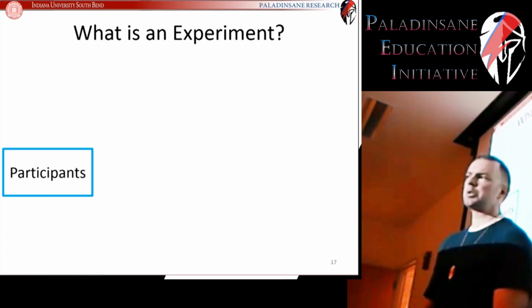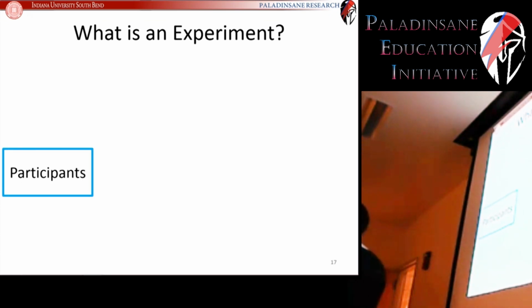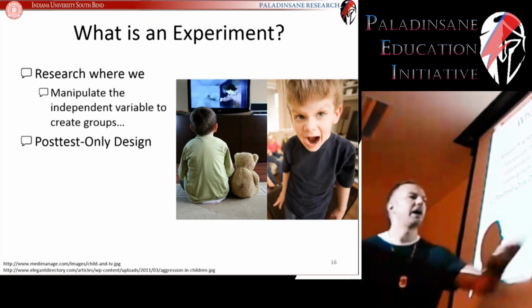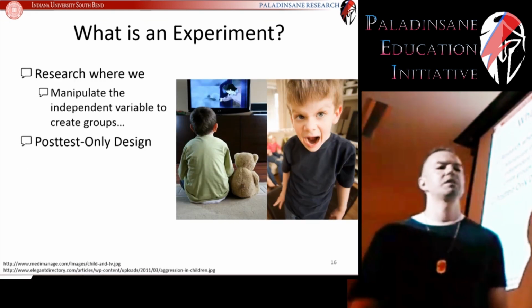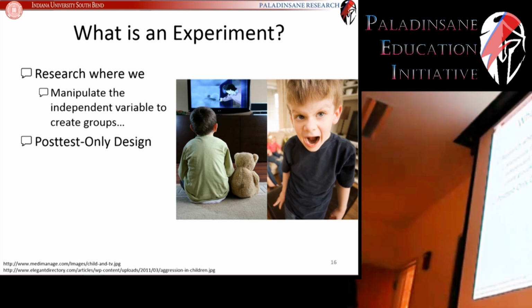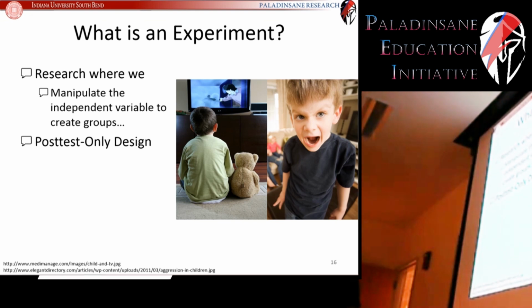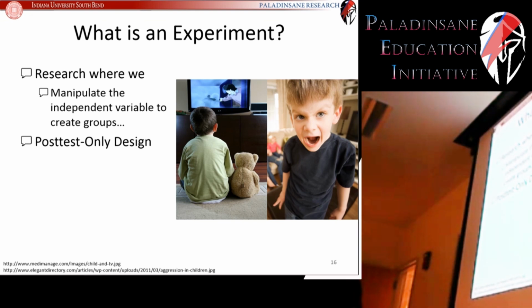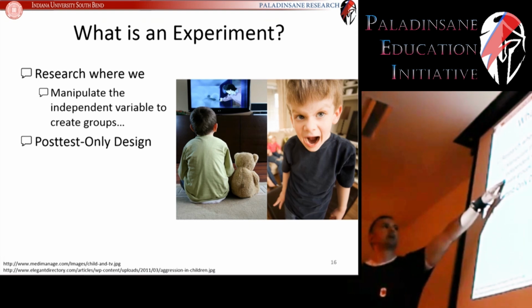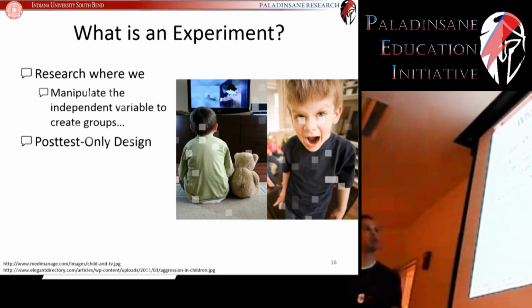All right, so you have a whole bunch of participants, and you want to know, does watching violent TV cause aggressive behavior? So the first thing is that watching violent TV is your independent variable, right? We're wondering, does this cause aggressive behavior? So the cause is the independent variable. So now we're going to manipulate the independent variable to create separate groups.